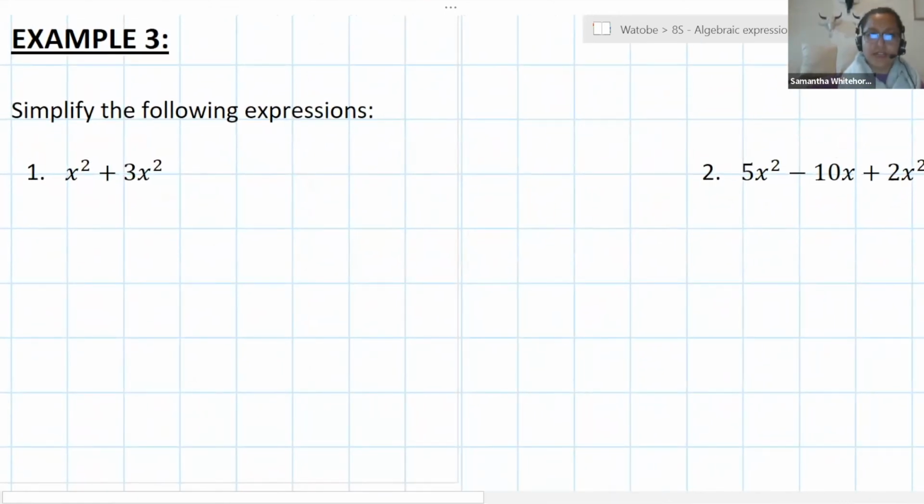So again, we're simplifying, starting off a little bit easy if your brain's not tired after that little brain teaser there. So first question, x squared plus 3x squared. Hopefully we can get that quite quickly. So I want to see in the chat what you think your simplified answer is.